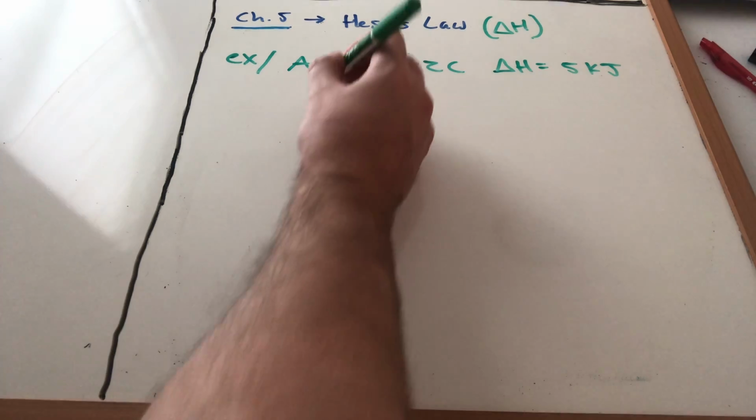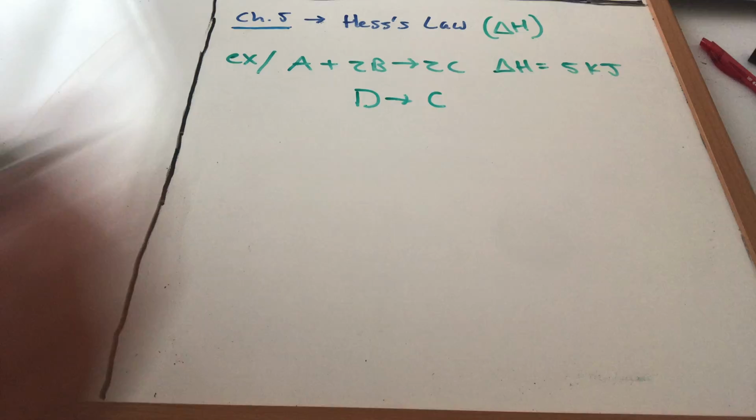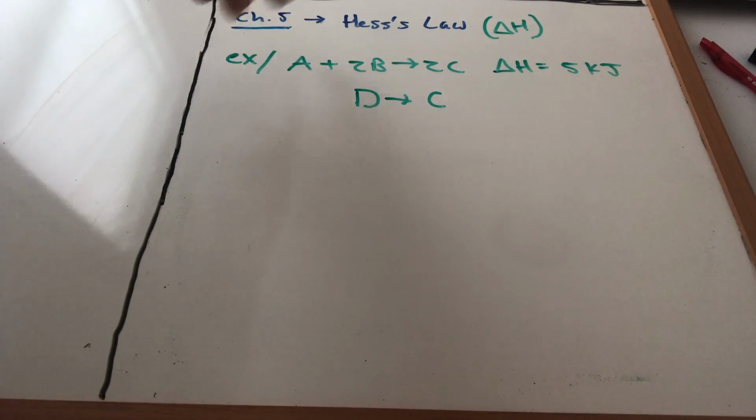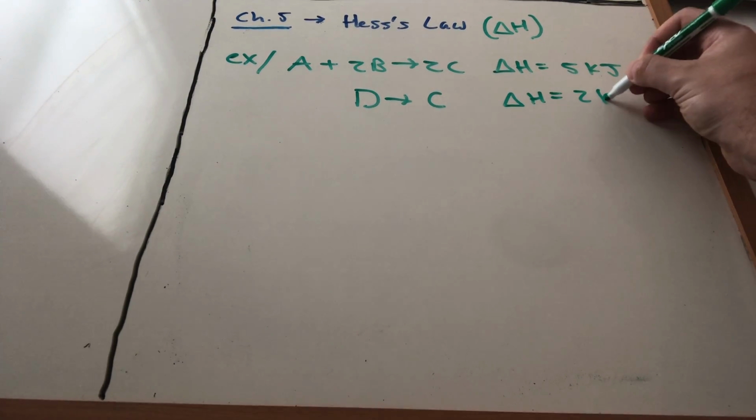I'm going to give you a second reaction, right? We have another thing, D, that can change into C as well. So the first reaction is A plus 2B gives 2C. The second reaction is D gives C. And let's say that this delta H is 2 kilojoules.